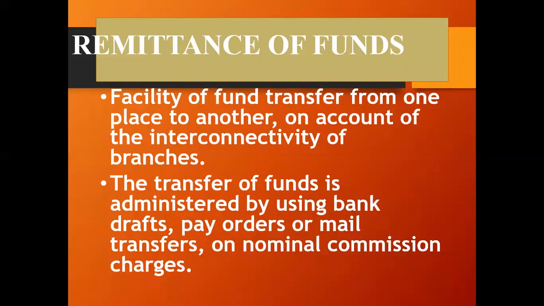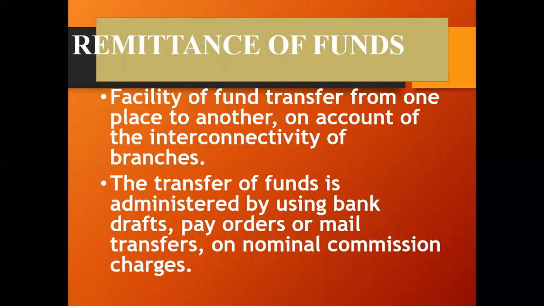The transfer of funds is administered by using bank drafts, pay orders, mail transfers, on nominal commission charges. So whatever these services are, like if you're getting a bank draft made or a pay order, or you're using any other service for transferring the funds from one branch to another or one bank to another, it is done by the banks on nominal commission charges, and that means another income. This is what is a fee income to the banks.